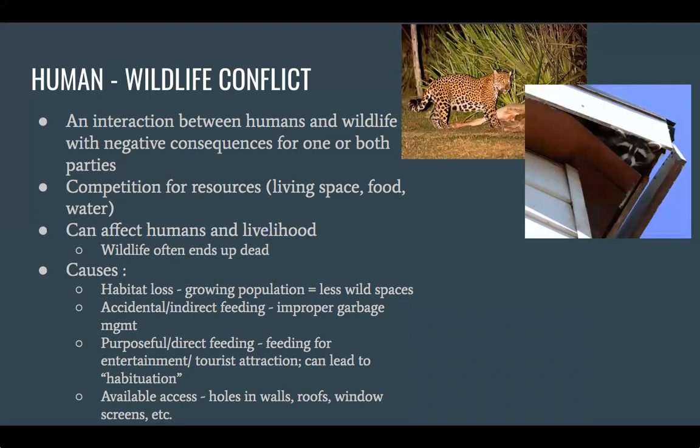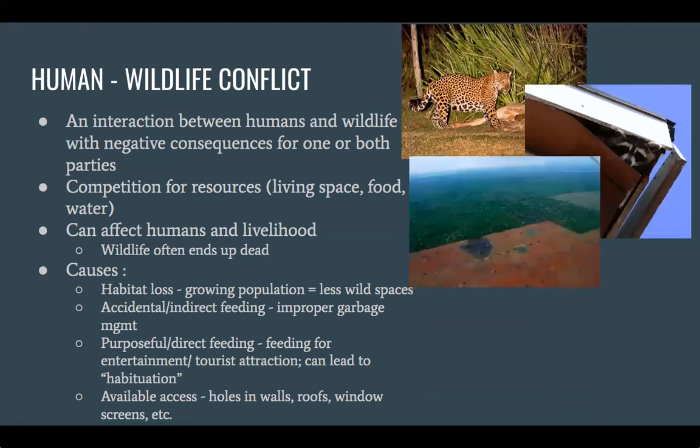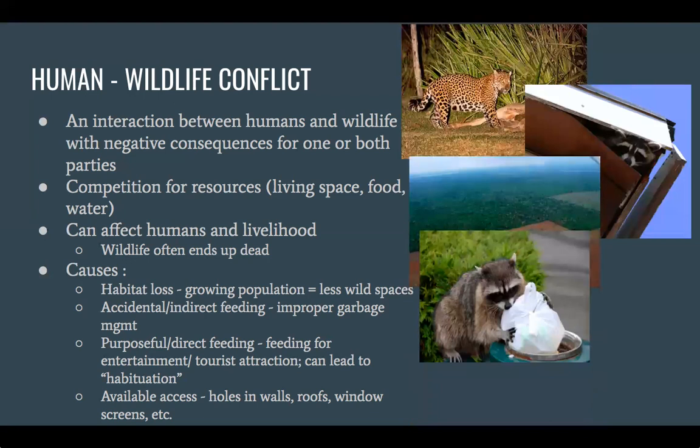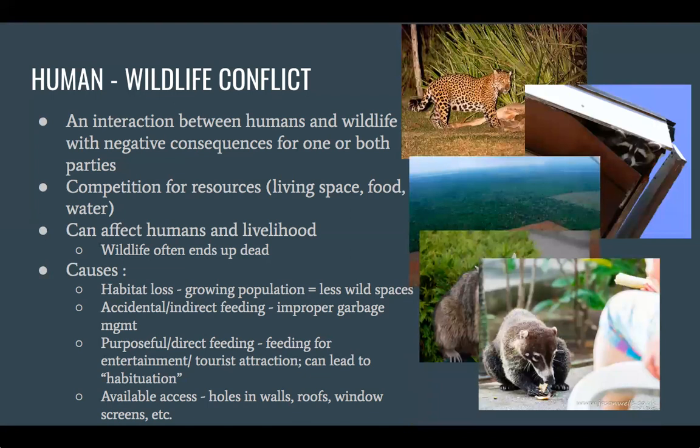Causes of human-wildlife conflict include habitat loss. With a growing population, we need more space for development, so we take from the wild species. Accidental or indirect feeding is a result of improper garbage management on our part. Purposeful or direct feeding is feeding animals for our entertainment or tourist attraction, which is very common and not really supported, because it can lead to habituation.